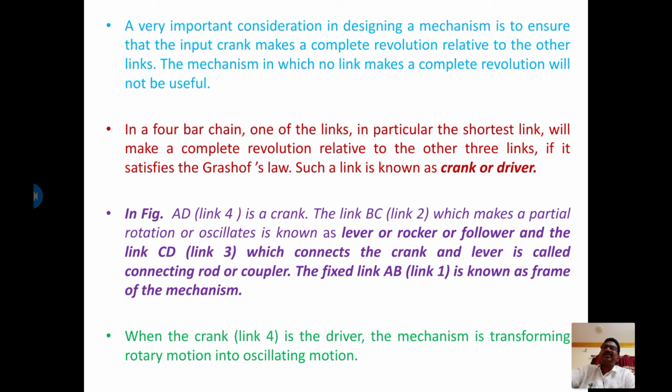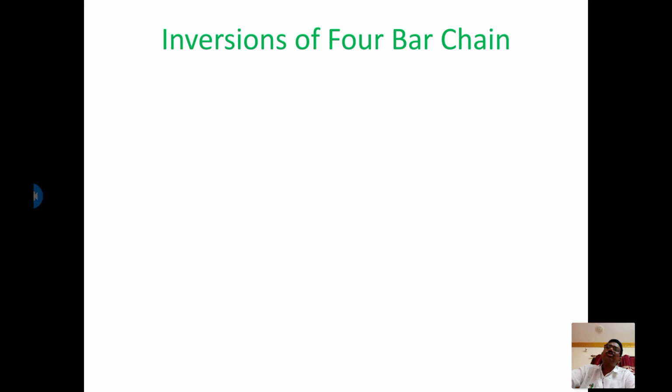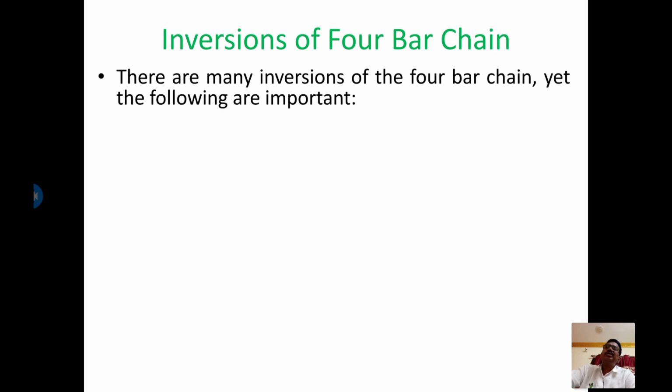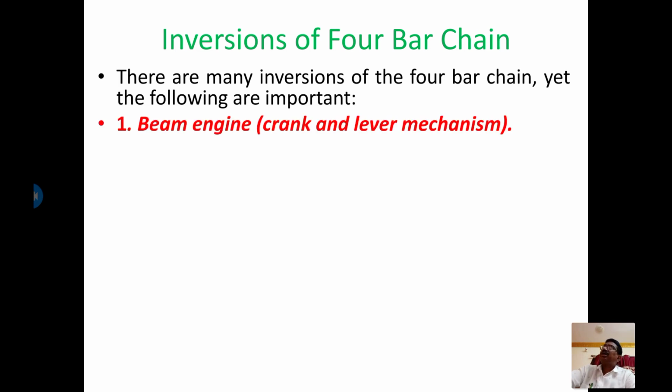When the crank is the driver, the mechanism transforms rotary motion into oscillatory motion. Now we will discuss inversions of the 4-bar chain. There are many inversions of the 4-bar chain; the main important ones we are discussing now. The first one is the beam engine or crank and lever mechanism. I will show that figure in the next slide.